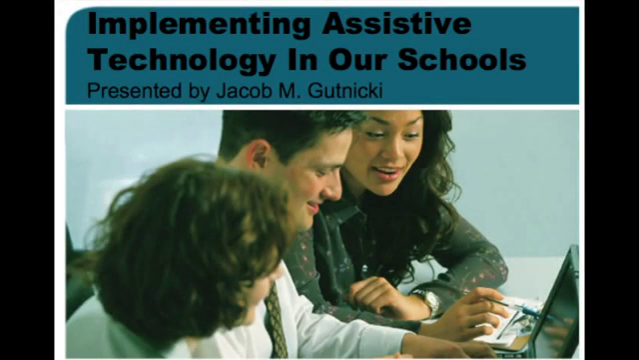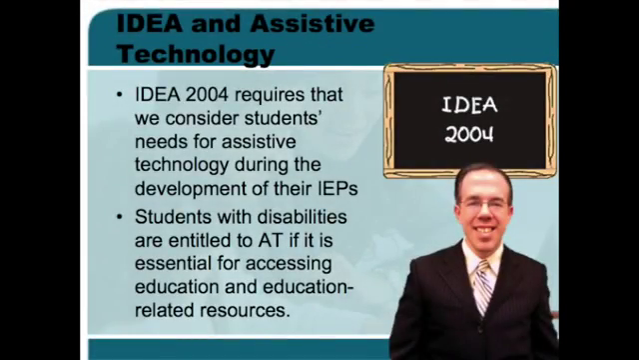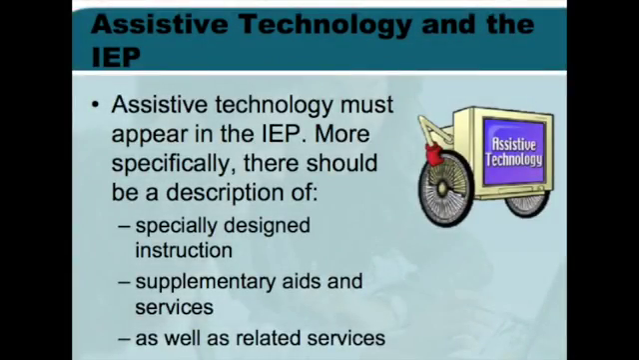In this week's lecture, we will discuss how to implement assistive technology in our schools. As you may know, IDEA 2004 requires that we consider students' needs for assistive technology during the development of their IEPs. Furthermore, students with disabilities are entitled to assistive technology if it is essential for accessing education and education-related resources. With this in mind, assistive technology must appear in the IEP.